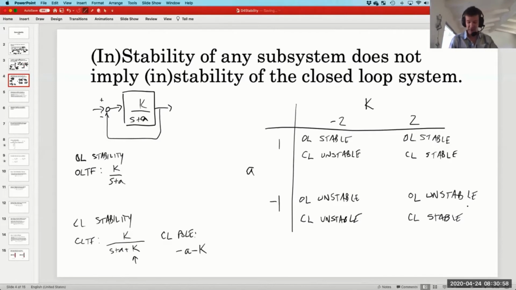Okay, so this is just a kind of a quick back of the envelope proof that the stability or instability of this subsystem is almost completely decoupled from the stability or instability of the closed loop system as a whole. Right? So there was some arithmetic we had to do to get these two statements. So it's not like you can make any unstable system stable or vice versa. But I don't want you to think that there is any direct correlation between stability or instability of any of the subsystems and stability or instability of the closed loop system.